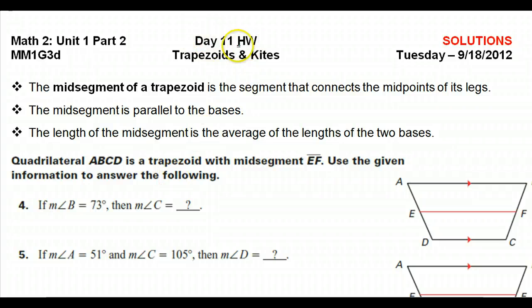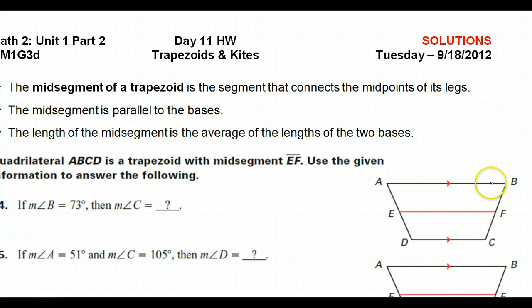This is the day 11 homework, and it is all about trapezoids and kites, with a little of this extra mid-segment business thrown in. The mid-segment of a trapezoid is the segment that connects the midpoints of its legs. So if this red segment EF is the mid-segment, that means E is the midpoint of AD, and F is the midpoint of BC.